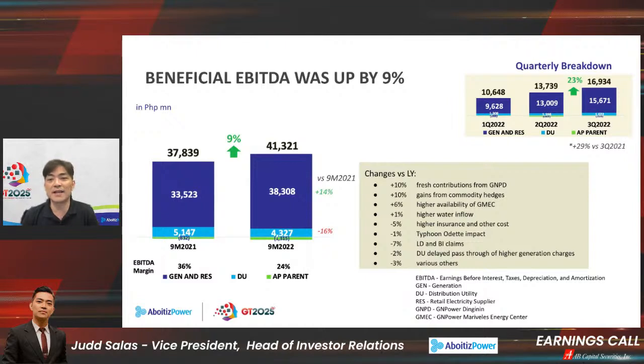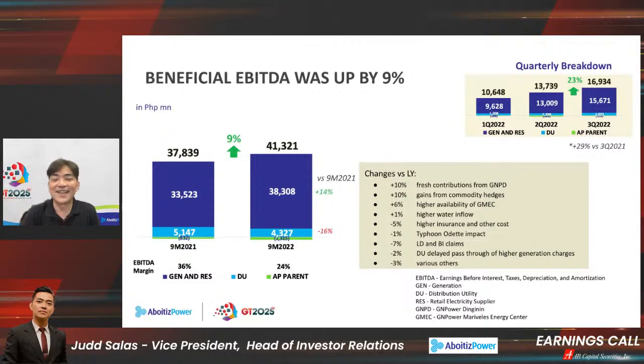Just in case you missed our quarterly earnings report, we are happy to let you know that our beneficial EBITDA for the third quarter was significantly higher by 29% compared to the same quarter last year due to fresh contributions from GN Power Lingayen or GNPD Units 1 and 2, higher water inflows, and gains from commodity hedges. It was also higher by 23% versus last quarter, mainly due to higher water inflows and gains from commodity hedges.